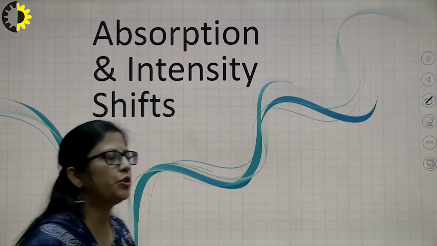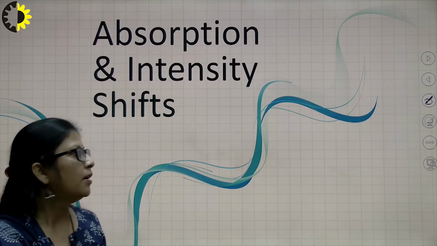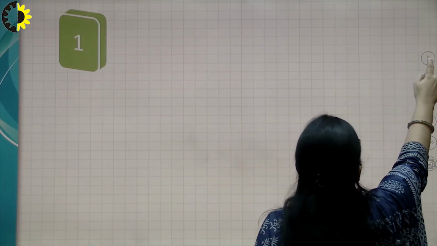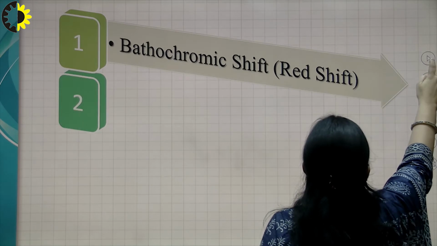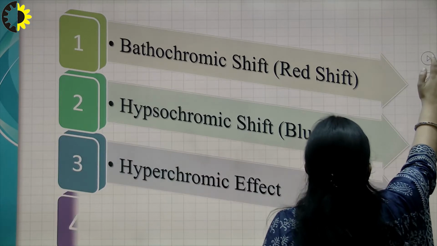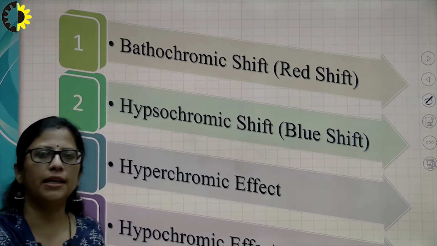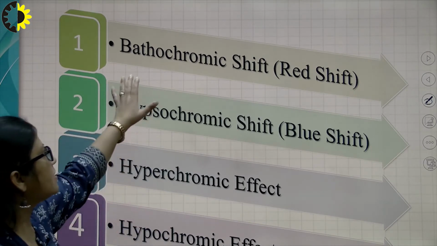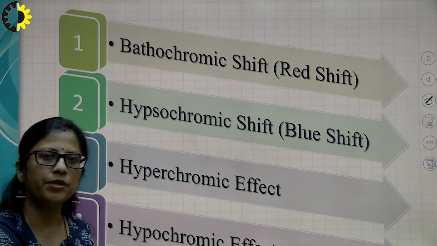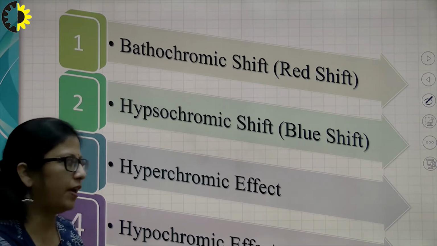Now next, coming to the different types of absorption and intensity shifts. There are 4 different types of shifts which we can see in UV visible spectroscopy. First is the bathochromic shift or the red shift, then hypsochromic shift or the blue shift, then there is the hyperchromic effect, and the last one is the hypochromic effect.